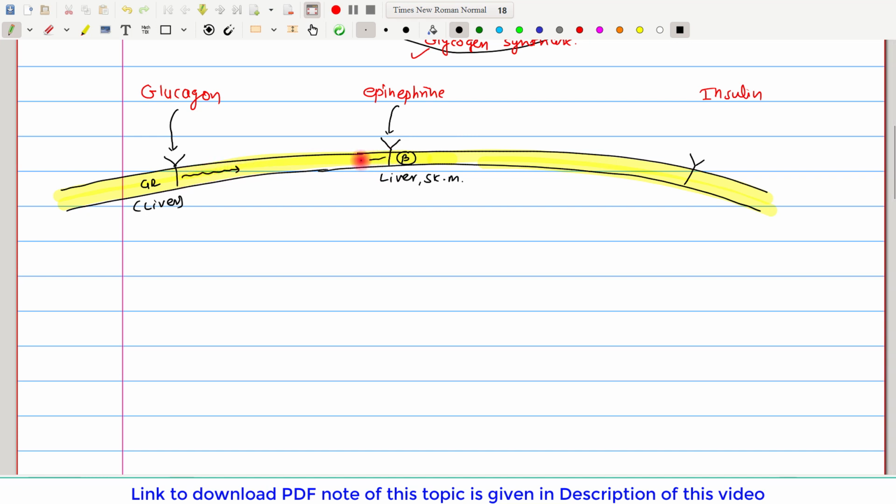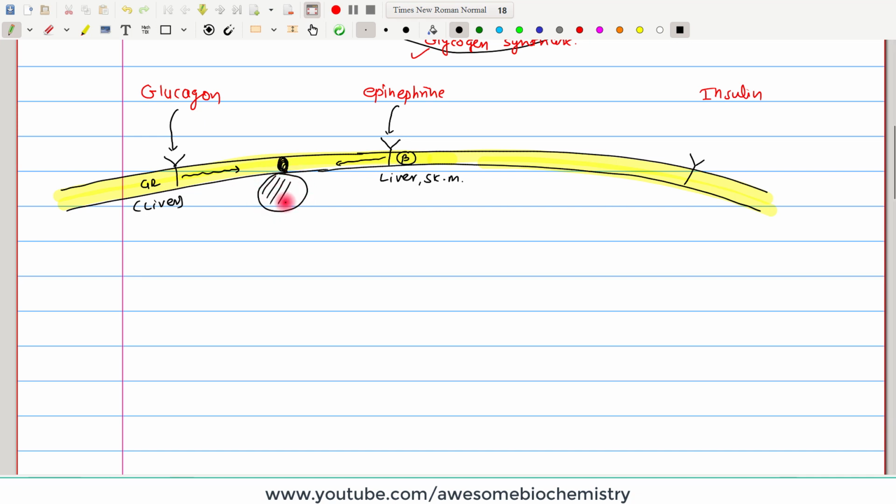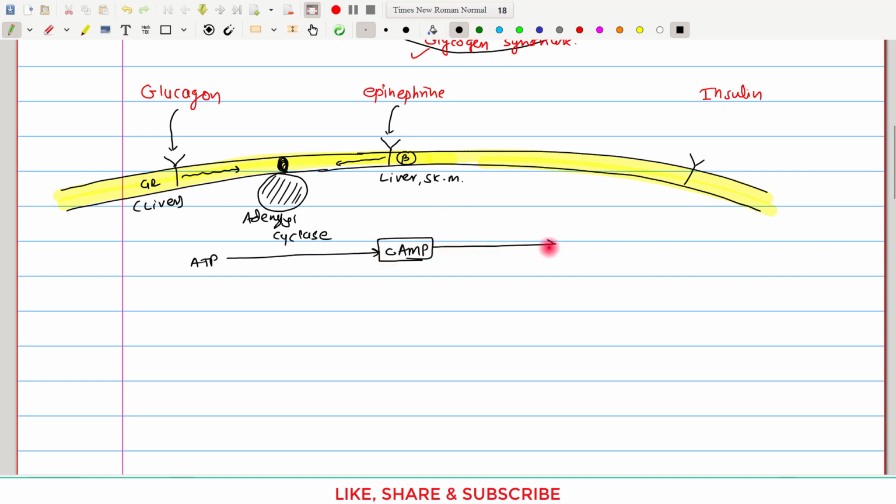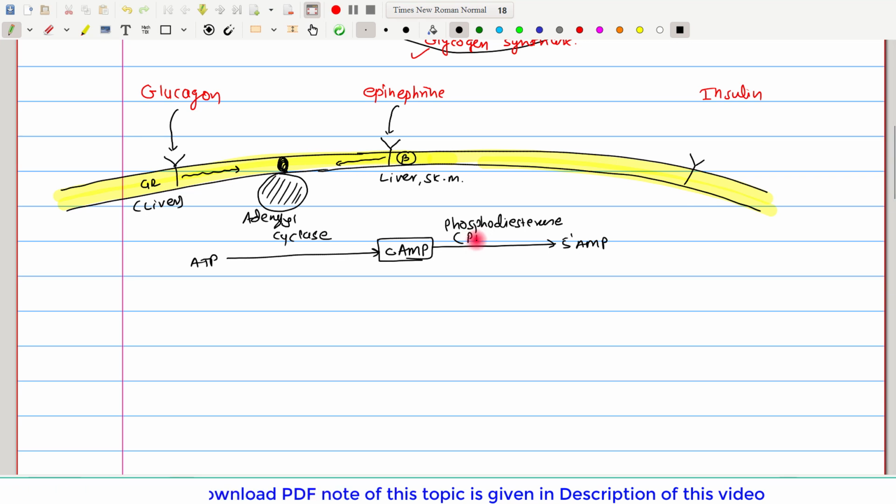this ligand receptor complex leads to activation of one membrane bound enzyme which is called adenylyl cyclase. So this adenylyl cyclase will get activated. And what is the function of adenylyl cyclase? It will convert ATP to cyclic AMP. This cyclic AMP is a very important molecule that we will see in a very short time. But before that, cyclic AMP can be broken down to 5' AMP by one more enzyme which is present in the cell, that is phosphodiesterase. This phosphodiesterase is often abbreviated as PDE.